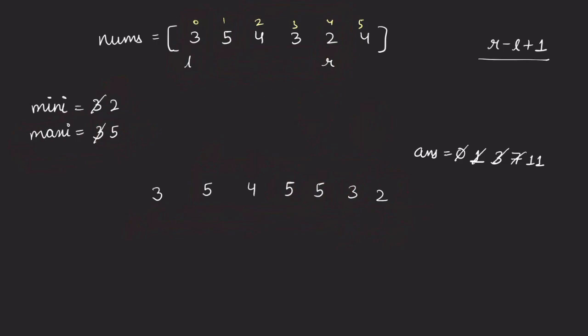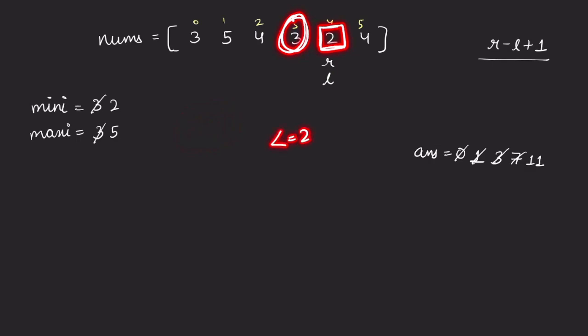So what I am saying is that whenever my condition is being violated and I have to move my left forward, I will first point left to the index where R is present. So L will come here, right? And then I will check whatever is the previous element, that is left minus 1, and whatever is present at the index R, what is their difference?